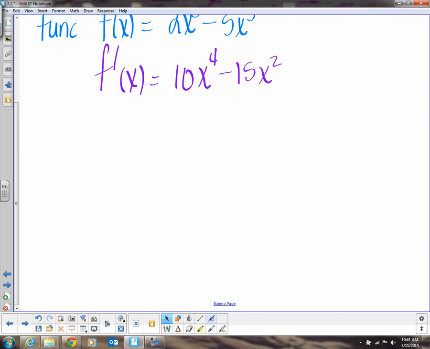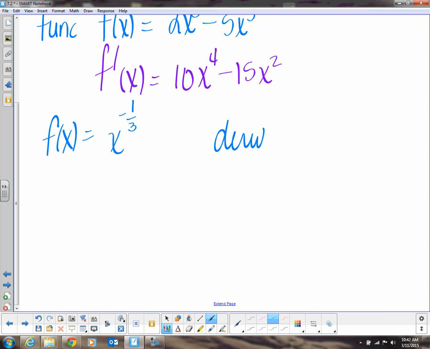24. 24 was on, I believe, second to the last test, maybe the last test. F of x is equal to x to the negative 1/3, and they want to know what is the derivative of the inverse. Now, what do you have to do first since they didn't give us any numbers? You're going to have to do the inverse. So this is y is equal to 1 over the cube root of x, correct?